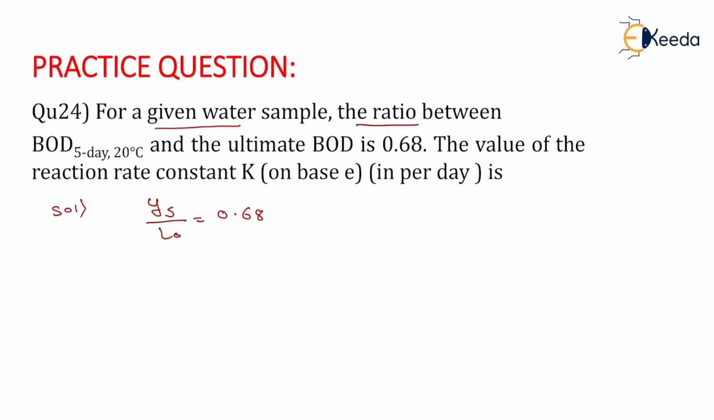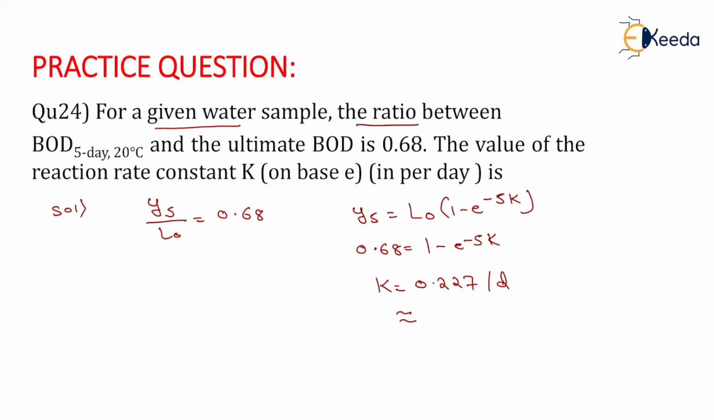So we write the equation: Y5 will be equal to L naught times (1 minus e to the power minus 5k). Now the Y5 upon L naught ratio is already given as 0.68, which will be equal to 1 minus e to the power minus 5k. If you solve this equation, you will have the value of k, which will be 0.227 per day, but we want it to the nearest value, so it will be nearly 0.23 per day. That will be the reaction rate constant on a per day basis, which is 0.23 per day. Clear to all?